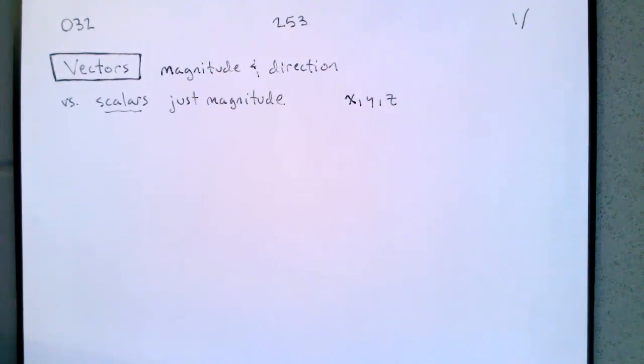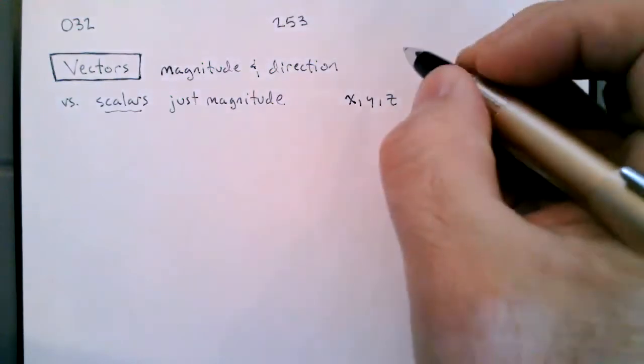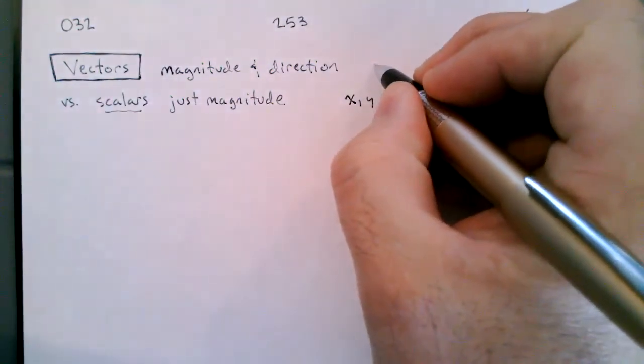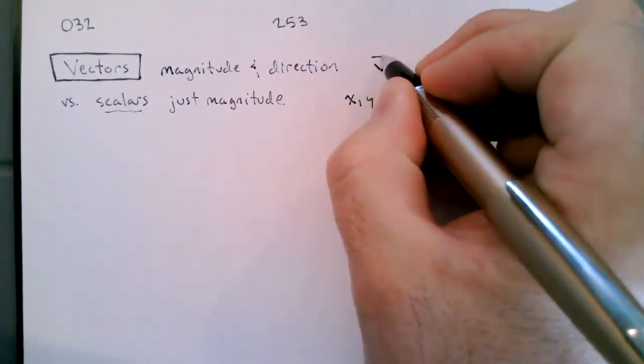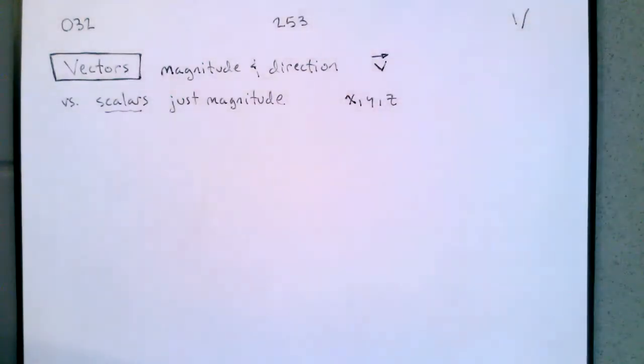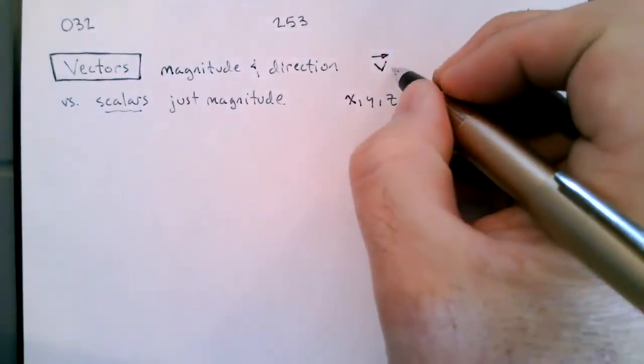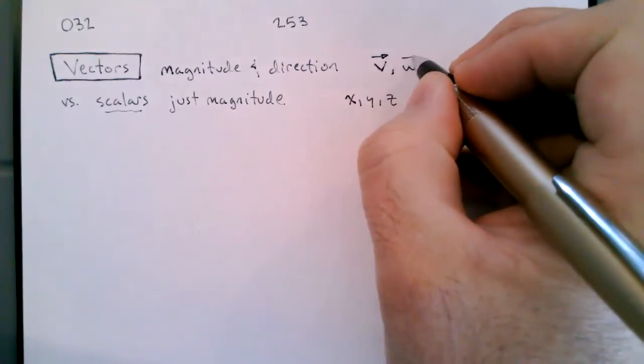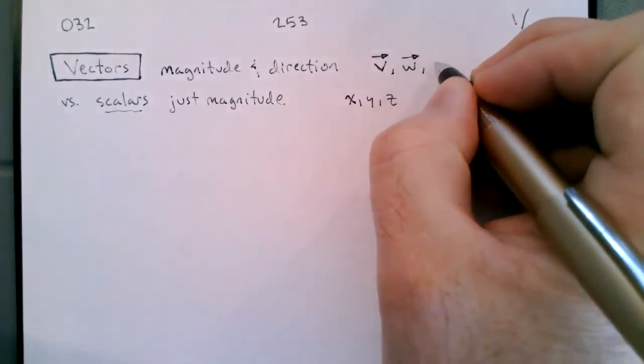So we're going to want to use a different style for drawing the names of vectors versus drawing the names of scalars. For scalars, we're going to use our traditional letters like X, Y, Z, A, B, C. But for vectors, we're going to put an arrow over the top of them to indicate that a quantity is a vector quantity. So if I name a vector V, I'll put an arrow over the top of it. So V, W.